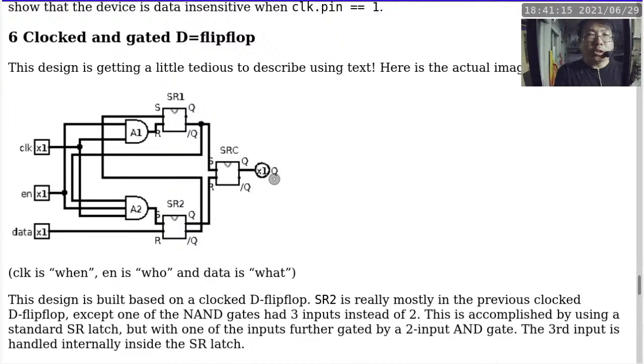So now the question is, why do we need both? Isn't one of them already enough to control when we are going to update the Q pin of the entire design? Without tracking down the transitions and changes, let's focus on what these input pins are and why they are here. Let me think of it. Okay, this is a good example.